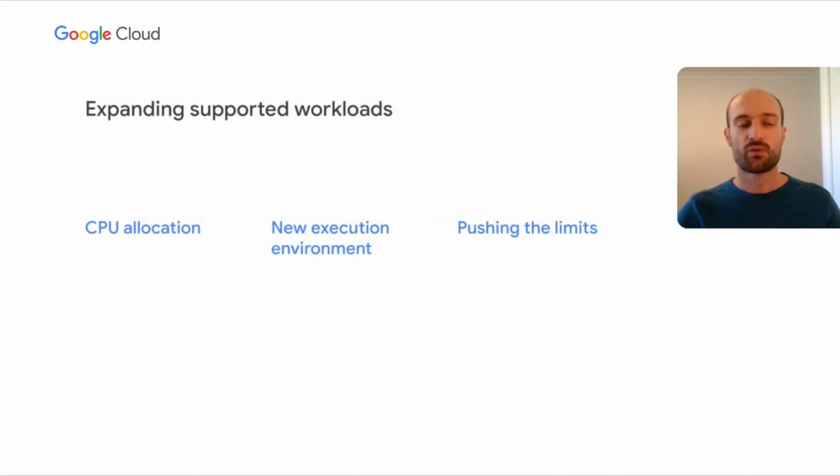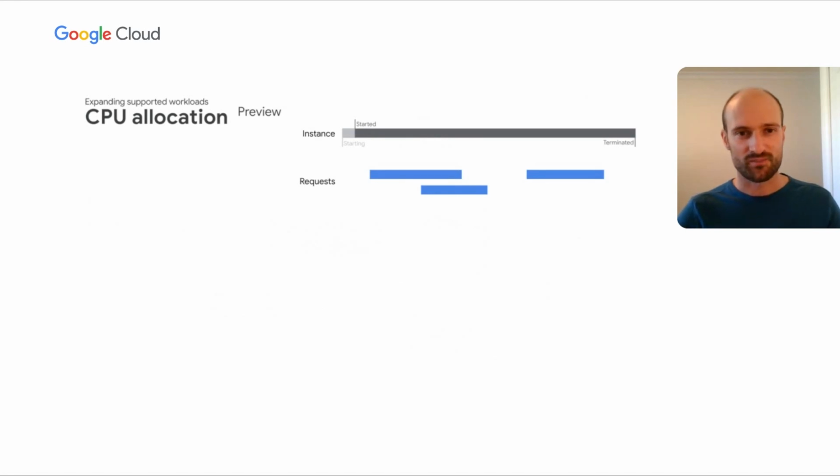All right, now I'm going to tell you how we have made it easier to run more workloads on Cloud Run with 3 changes. First, giving you more control around the CPU allocation of your service. Second, by delivering a new execution environment. And third, by pushing the limits that were historical limits of Cloud Run. Let's take a look. CPU allocation.